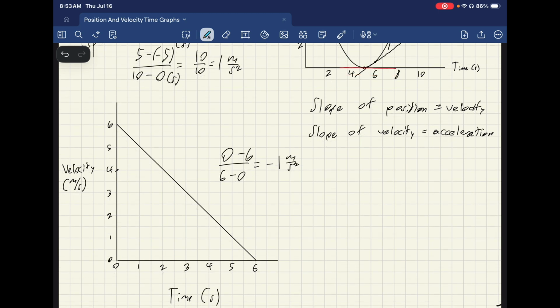In the next one, we'll use the relationships we learned between position time graphs and velocity time graphs to introduce constant acceleration equations and solve full kinematic problems step by step.